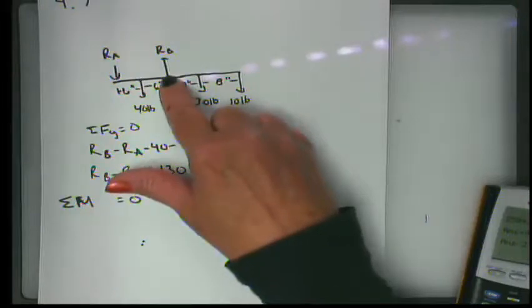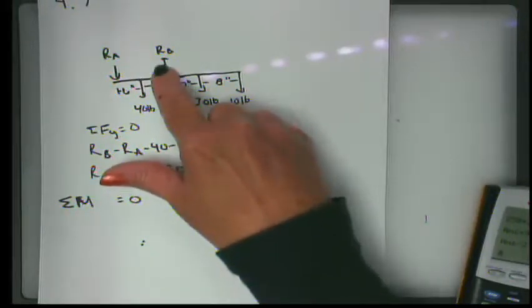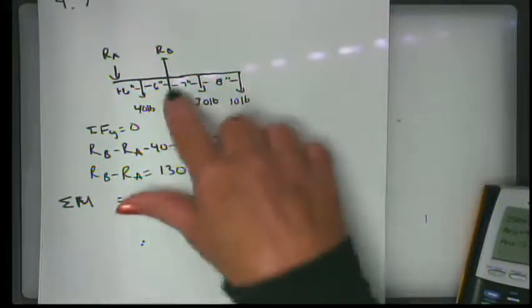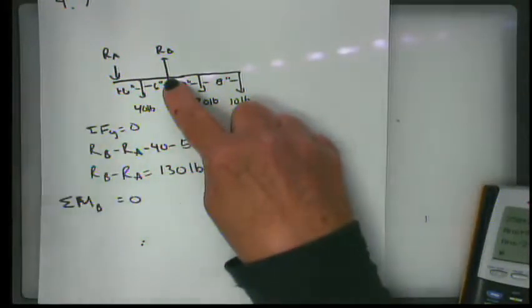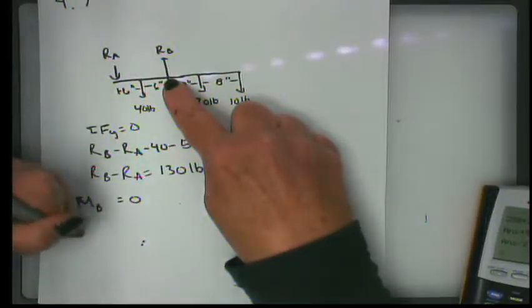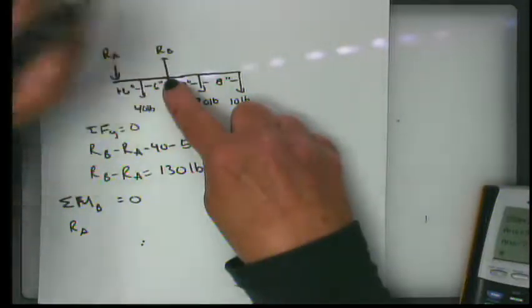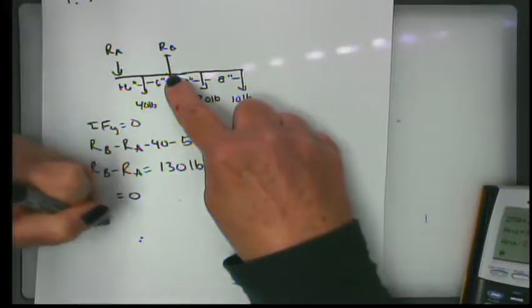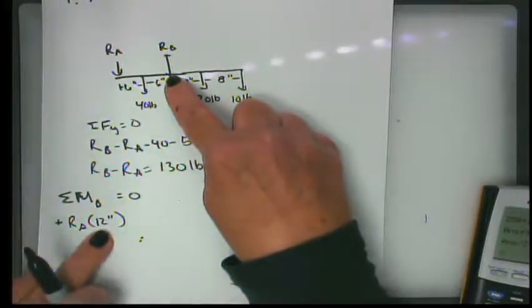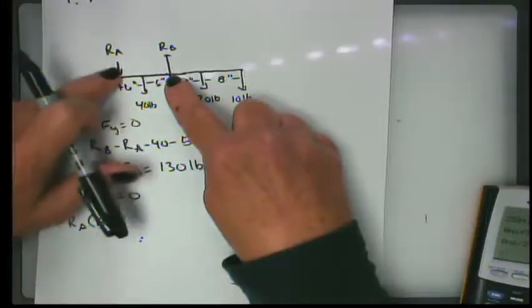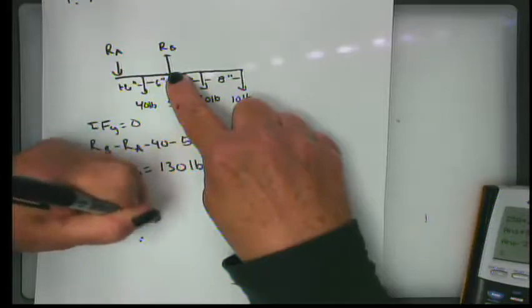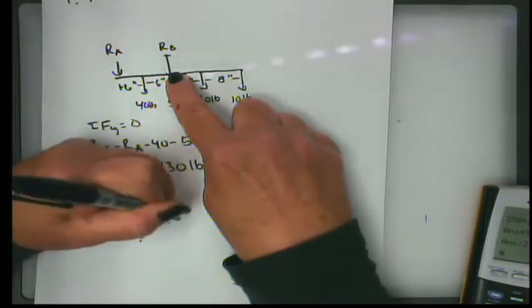But if we take the moments about B, we'll eliminate this and this, because neither one of them has a moment, because there's no moment arm. So I'm going to take the moments about point B. Then I just have to be concerned with my direction of rotation. R sub A, if I put a pin here at B, is going to rotate this in a counterclockwise manner. So it's a positive R sub A, whatever that is, times 12 inches, because that's the distance from here to here. Then I also have this positive 40 pounds, which is operating 6 inches from B.